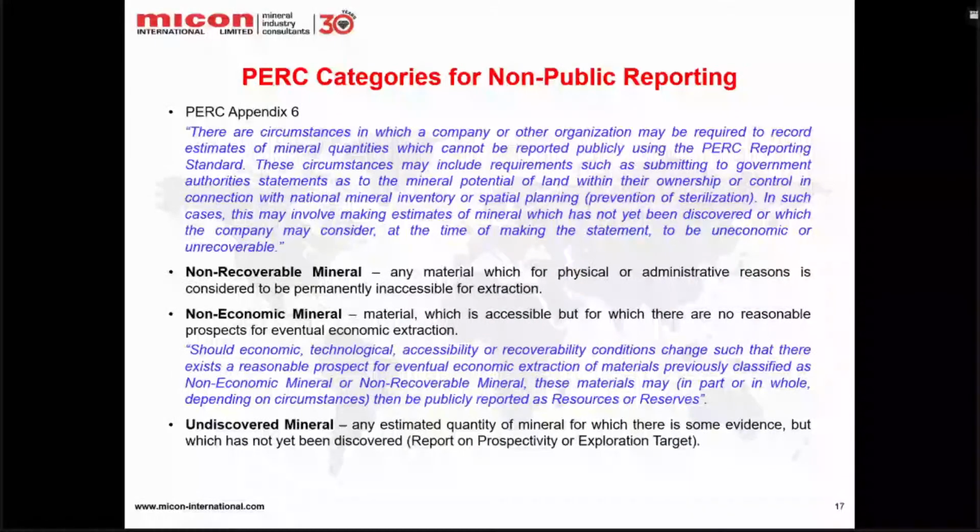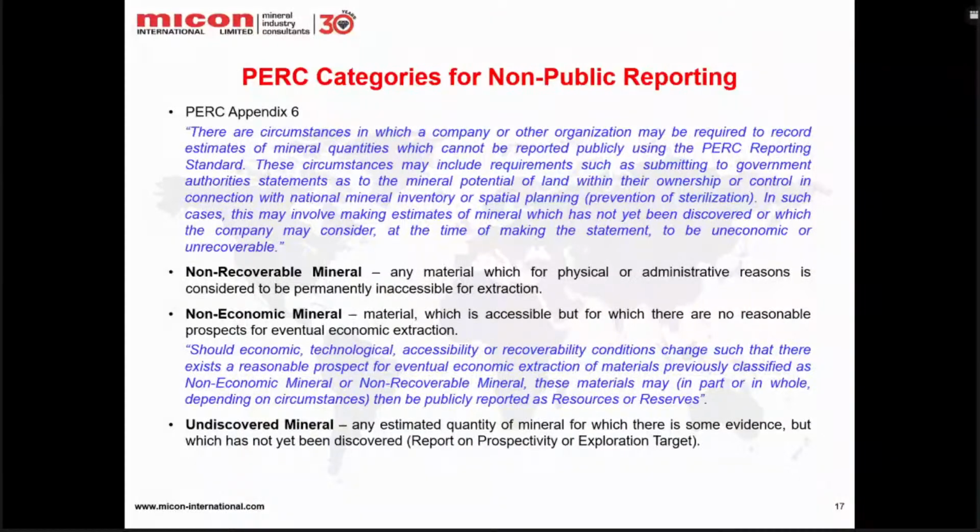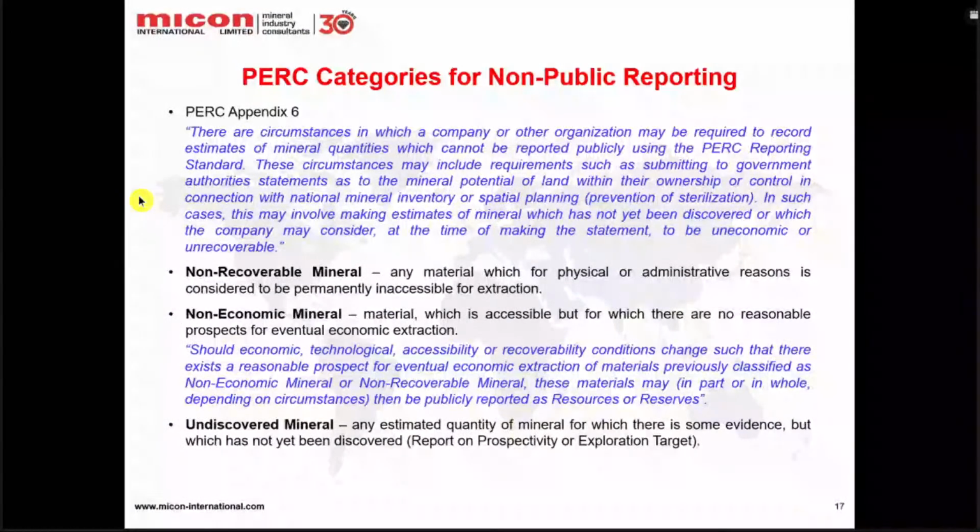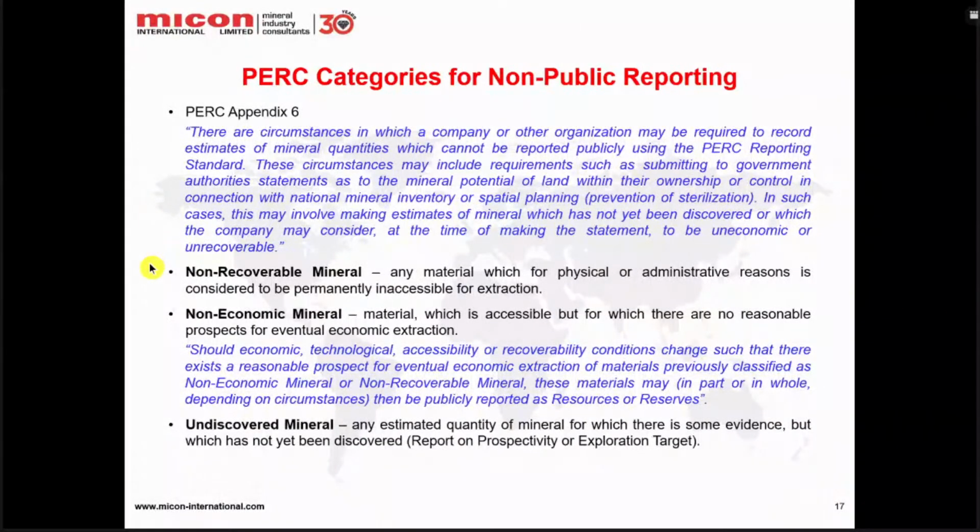So they have something that is called non-recoverable minerals or mineral. This is any mineral which for physical or administrative reason is considered to be permanently inaccessible for extraction. But PERC still requires the companies to say, okay, under Valdor, under the city limits or whatever, there are so many tons and with this amount of ounces in the ground, and they would be unrecoverable according to PERC. In Canada, we don't say this.